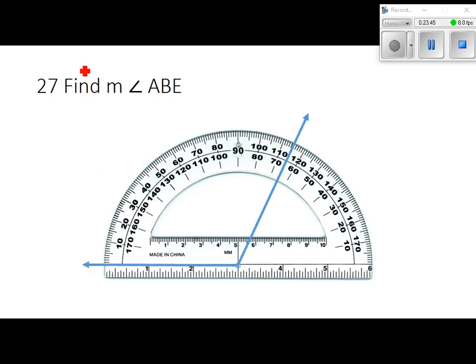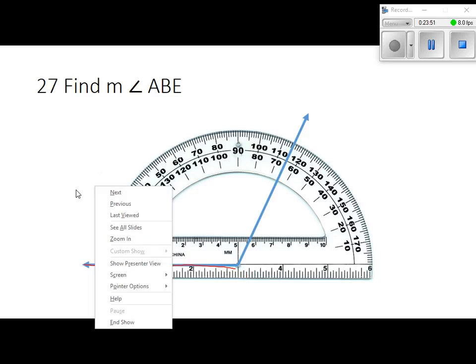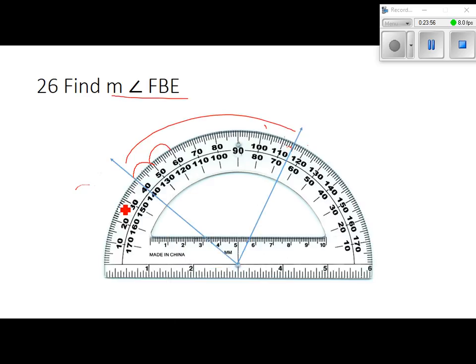Next one, find this angle. Well, this one does start at 0, so it's a little bit easier. Oops, I forgot something on the last one. On the last one, they also ask you to classify the angle. When you're classifying an angle, you're going to say it's acute, obtuse, right, or straight. You've got to pick one of those and decide which one this is.